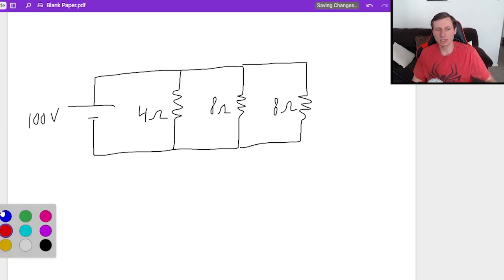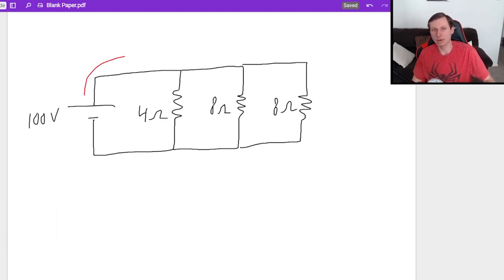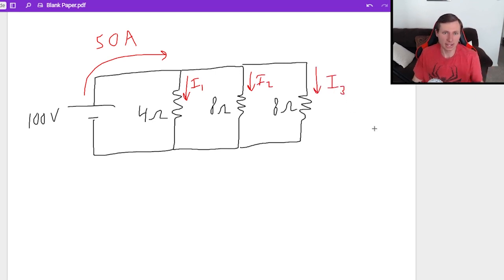And what we're saying is the current coming out of the battery is 50 amps. Now, if you remember, currents, when they're in parallel, add to the total. In other words, my three currents, I1, I2, and I3, are going to add to 50. But the question is, how do I find those currents exactly?